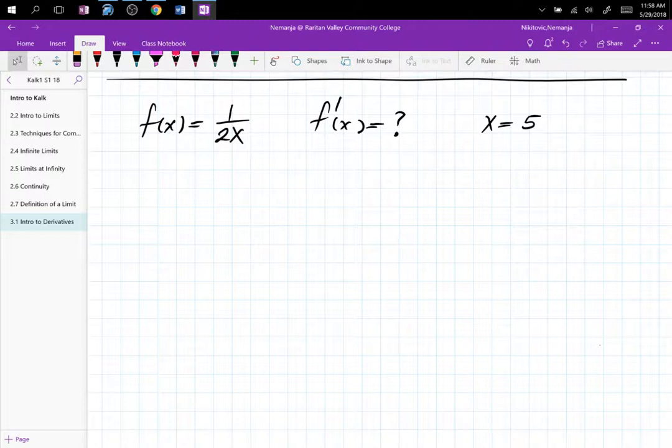Hmm? F of x is supposed to be 1 over 2x. Why square root? It's just a function. This is a new problem. It has nothing to do with the previous problem. This is the new function, a new calculation.